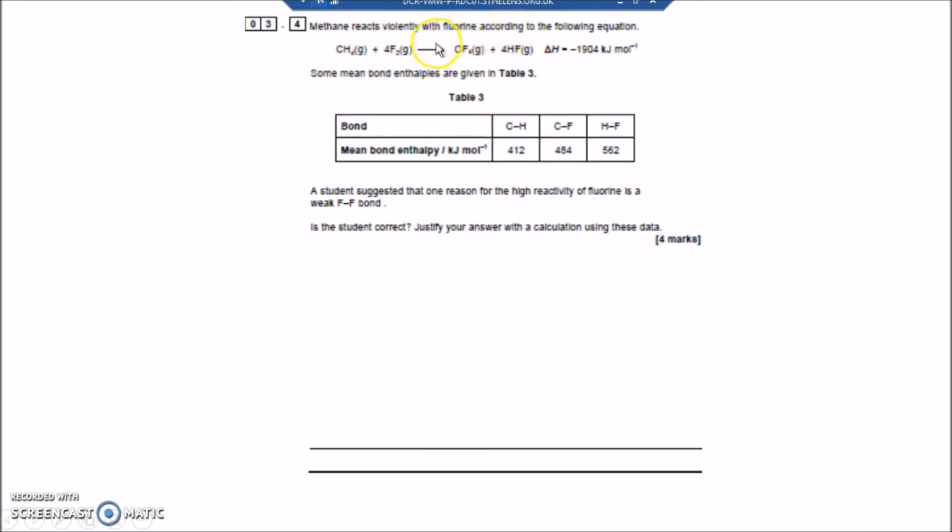Methane reacts violently with fluorine according to this equation, some mean bond enthalpies. Now bond enthalpy is slightly different. I always think BERP, B-E-R-P, burp. Bond enthalpy is reactants take away products. It's the other way around really from enthalpy. Reactants take away products. So we add up all the bond enthalpies of the reactants and we then subtract the bond enthalpies of the products, and that equals the overall enthalpy change, which is my delta H. So let's have a look.